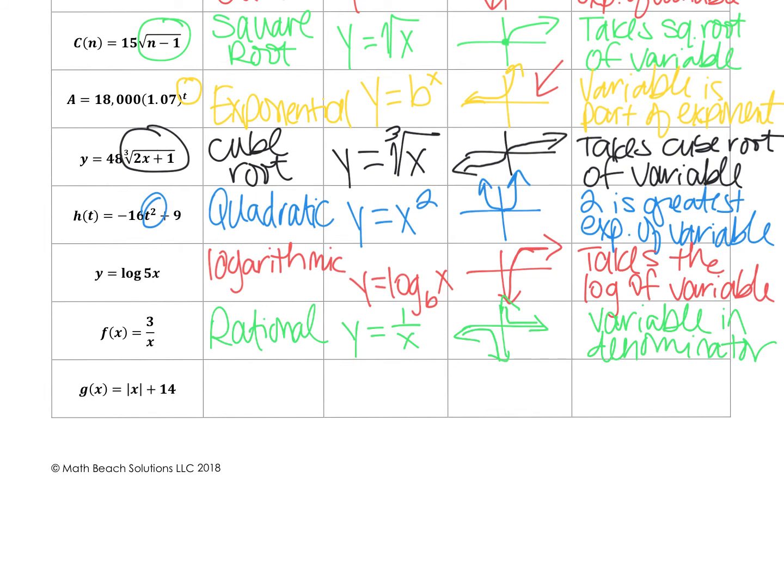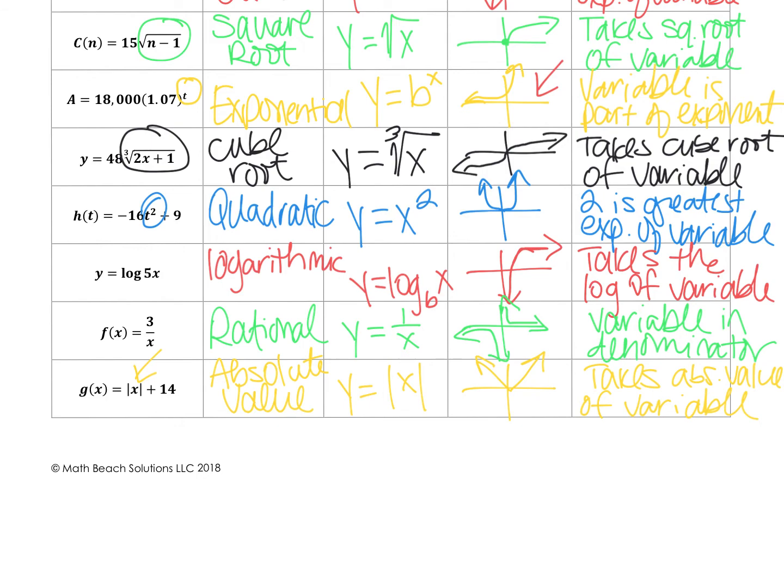Okay, so then this last one, the vertical bars we've already talked about, that's absolute value. So this is an absolute value graph. The parent function that represents all of your absolute values is y equals the absolute value of x. Remember, we've already talked about that graph. It should be a V. And how we know on the equation that it's absolute value, it takes the absolute value of the variable.